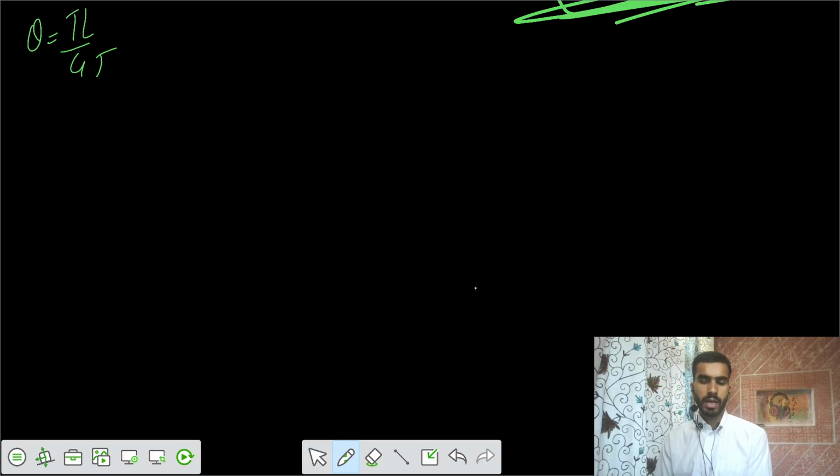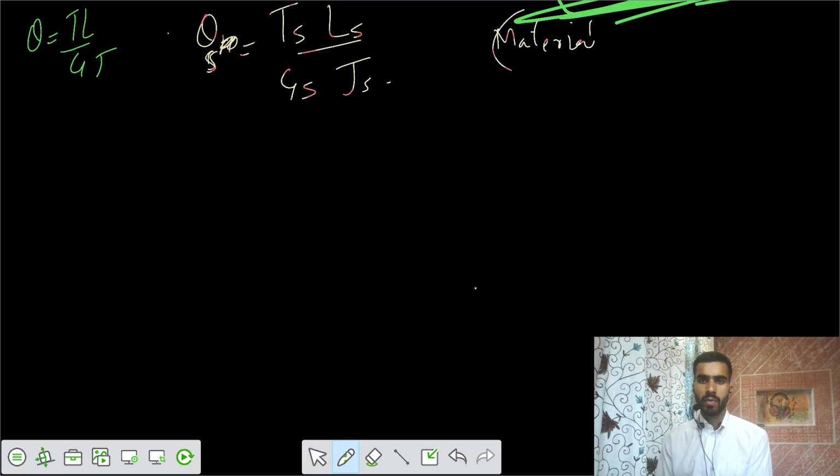Then I would write theta solid, which would be torque in the solid, length of the solid, then G for the solid and J for the solid. If the material is the same, the G value is also the same. And if the volume, or we can say the weight, is the same, that means gamma is also the same because the material is the same. So the length is also the same, L is the same for the two materials.